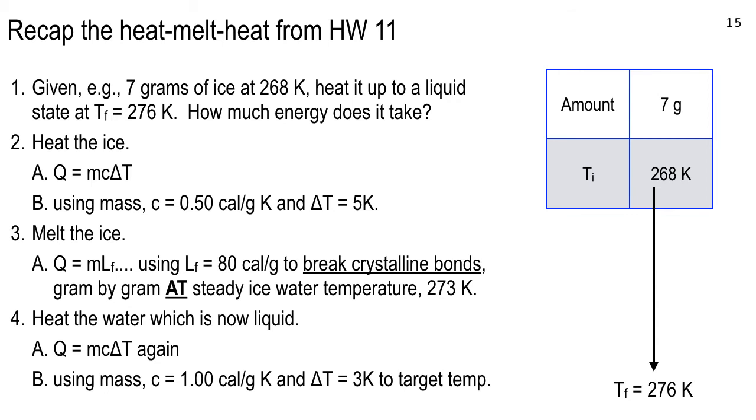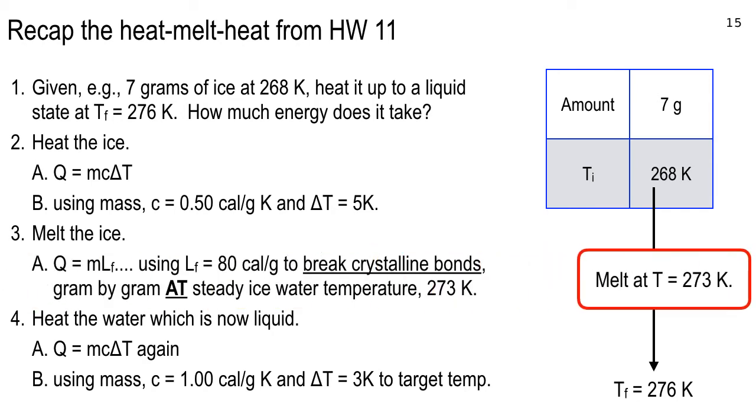Now this one has a different delta T. So remember, when you're doing this, the heat, melt, heat, you're going to have different specific heats for the first heating and the second heating, and you might have different delta T's for the first and the second. It just depends on what your initial and final temperatures are. Okay, in this case, it's 3 Kelvin. And don't forget, in between there, you've got the melting. And all of that happens at 273. There's no temperature change while that stuff is melting.